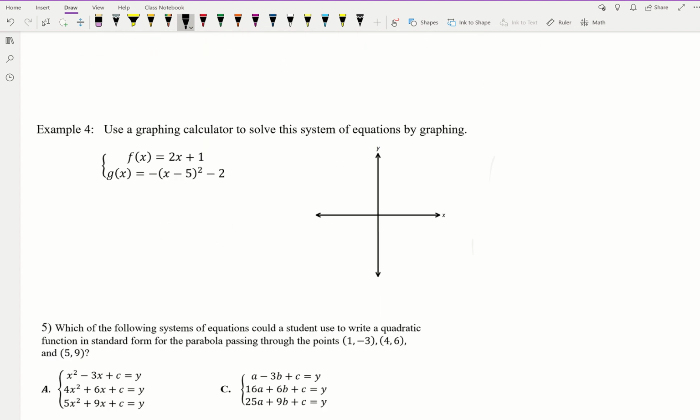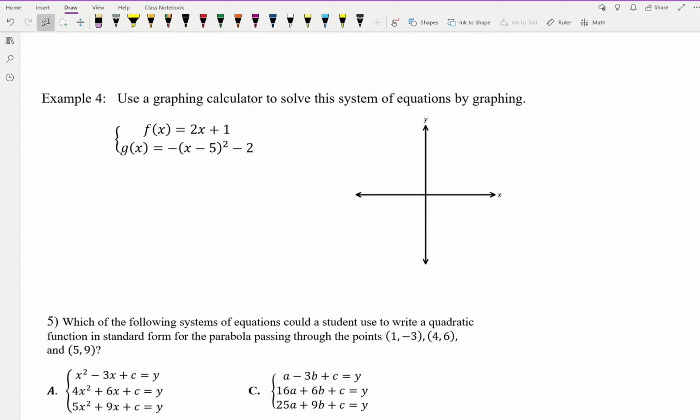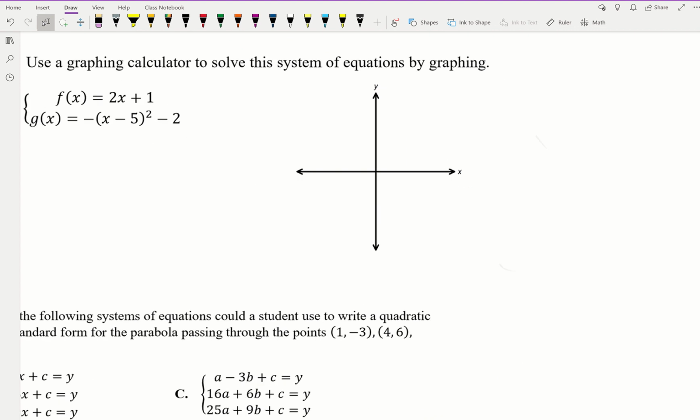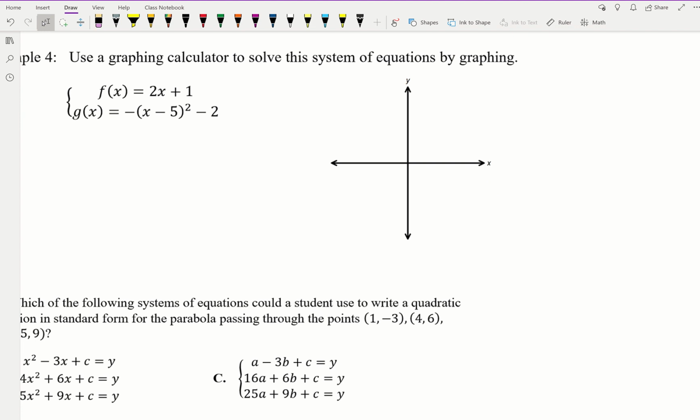All right, next one, example 4 says, use a graphing calculator to solve this system by graphing. Again, we could do that. These are functions that we can graph by hand, and I'm going to go ahead and do it that way. You're definitely welcome to plug those into a graphing calculator on Desmos and see what happens. But at the same time, I do believe that these are functions that we should know how to graph by hand.